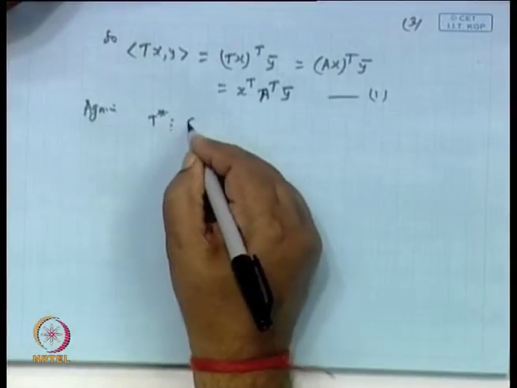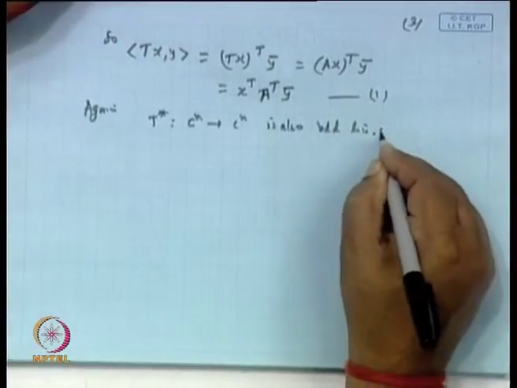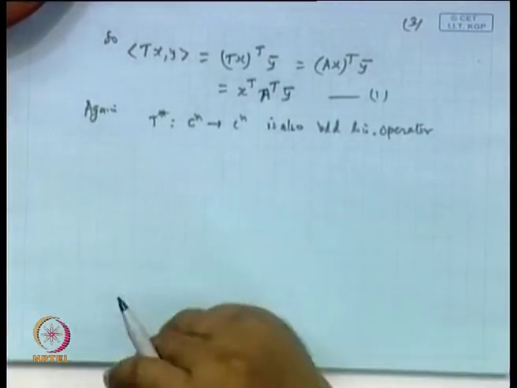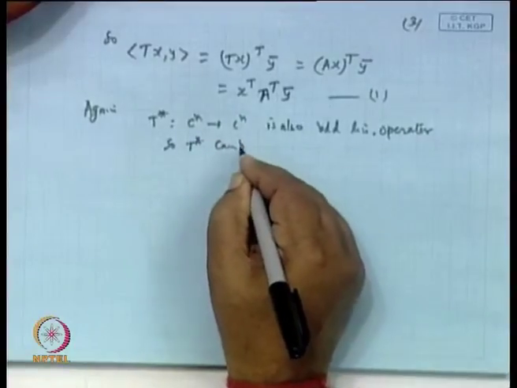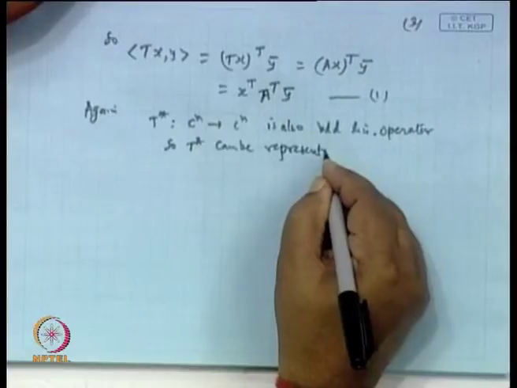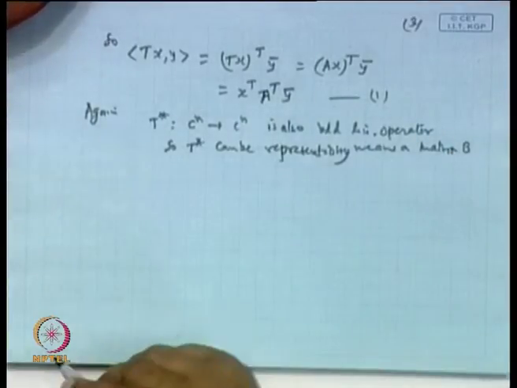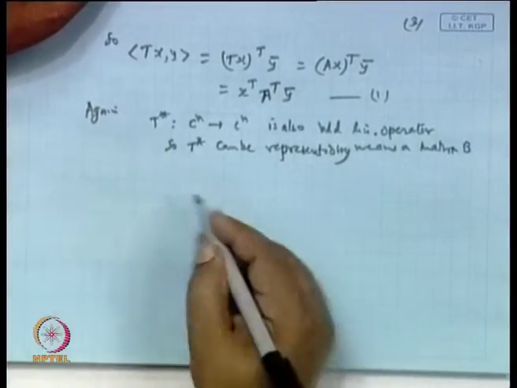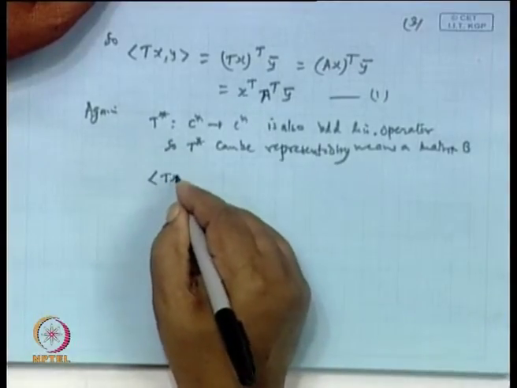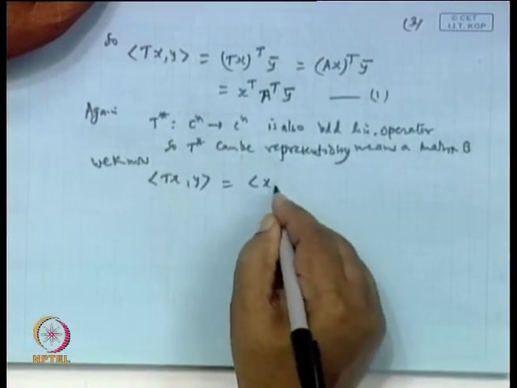Now again, T star is an operator from Cn to Cn, so it is also a bounded linear operator by definition, and since it is finite dimensional, T star can be represented by means of a matrix, say B. So what will be the inner product of Tx and y? We know that it is equal to the inner product of x and T star y.